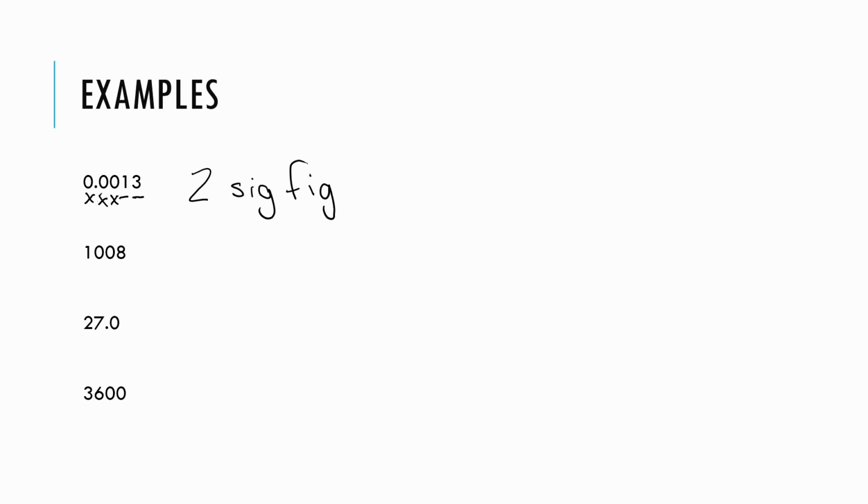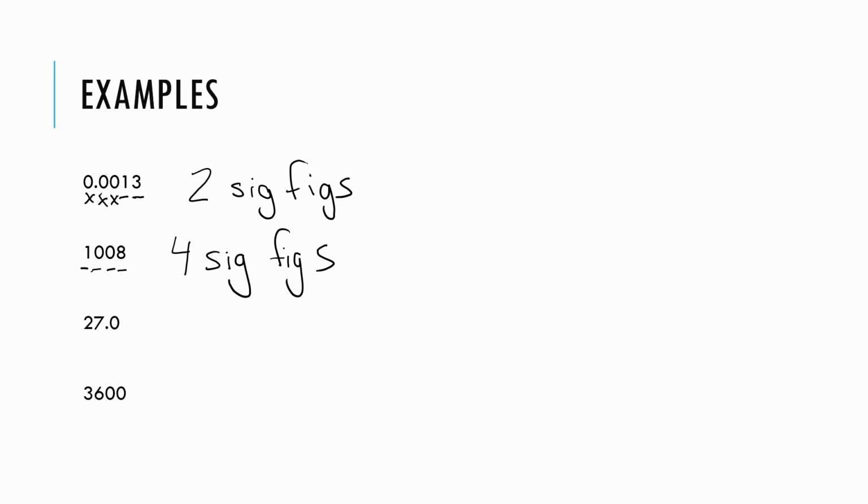Now let's go to the 1008. We're going to start left to right, and we see a 1. We know automatically that is a significant figure. And then we see a 0. Now we need to decide, is this a 0 that's at the end, or is this sandwiched between other non-zero numbers? So we're going to peek at the end, and we do see an 8 right here. And that 8 means that both of these zeros are significant for 4 total sig figs.